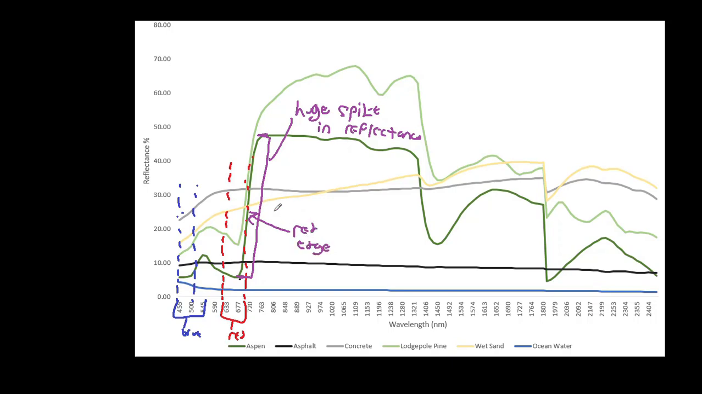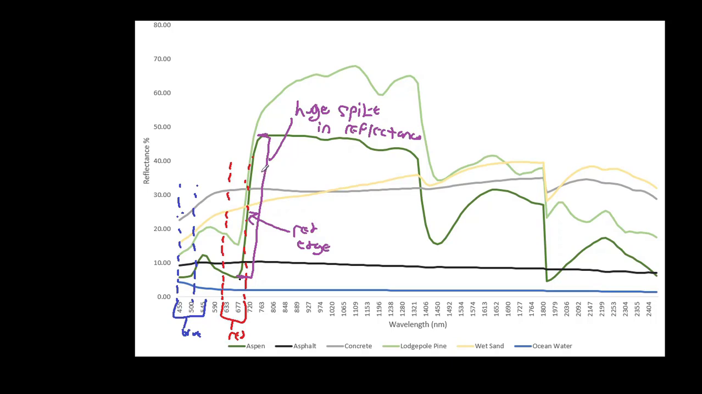Now, this is unique to vegetation. You can see that both vegetation types have this: the evergreen, which is the light green, this is the pine tree, as well as the deciduous right here, this is the aspen. They both have this huge spike as you transition from red to near infrared. And we're going to talk about things called vegetation indices, and indices in general, later.